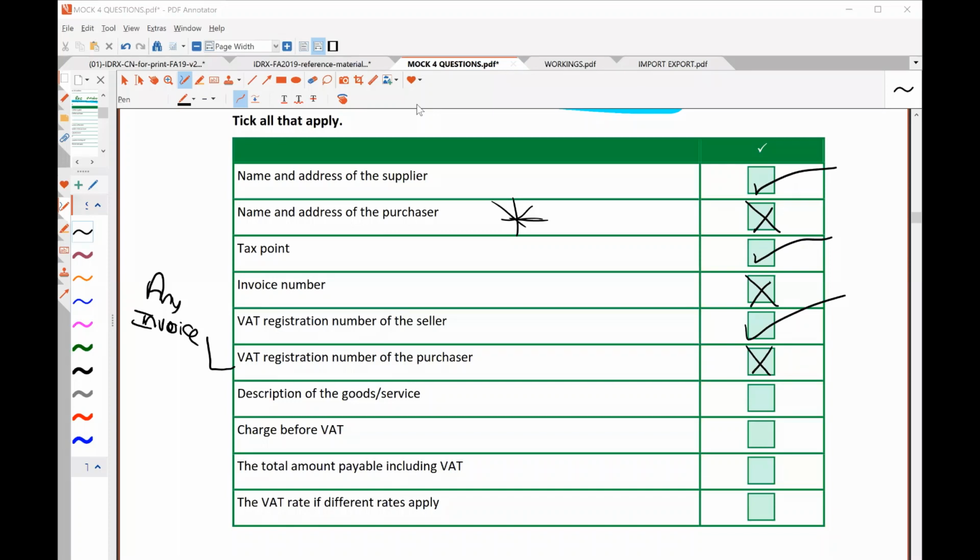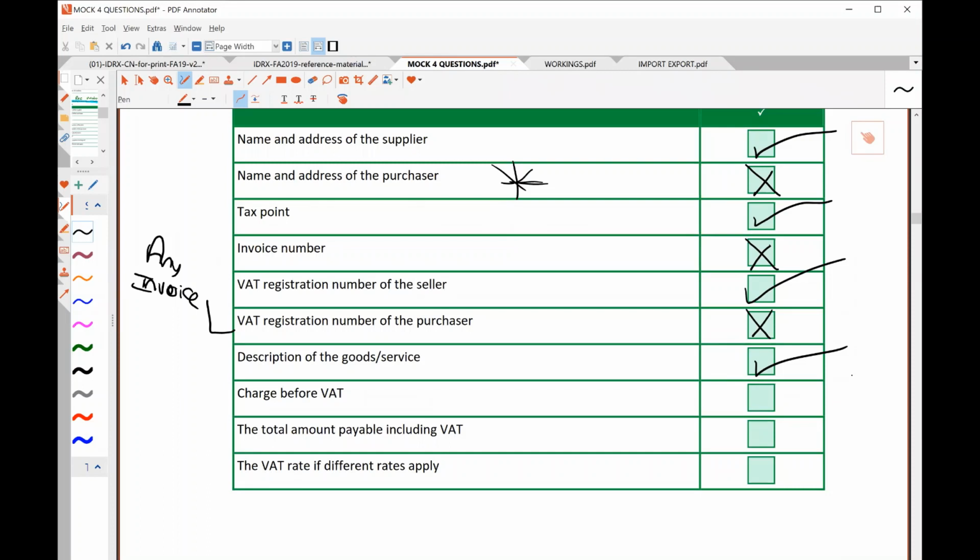Does that make sense? So therefore, for that to be the case, there needs to be some sort of a description of either the goods or service that are being provided. Is everybody happy with that? Yeah, fab.